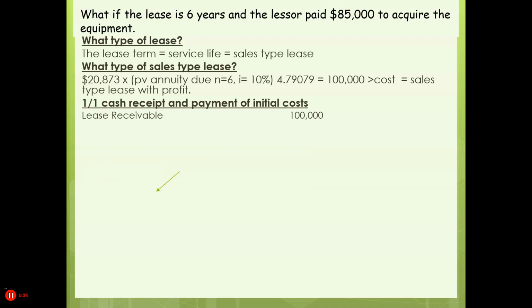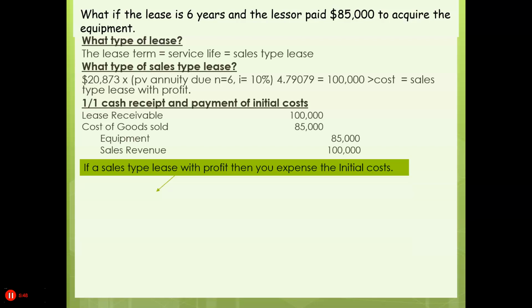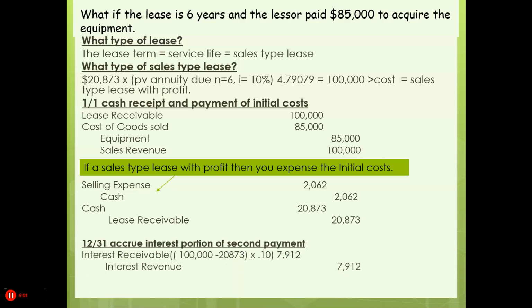So we book our lease receivable. We take our equipment off the books. We book cost of goods sold, and we book sales revenue. Since it's a sales type lease with profit, we're going to go ahead and expense the selling expense. Now, at the end of the year, we accrue our interest receivable.